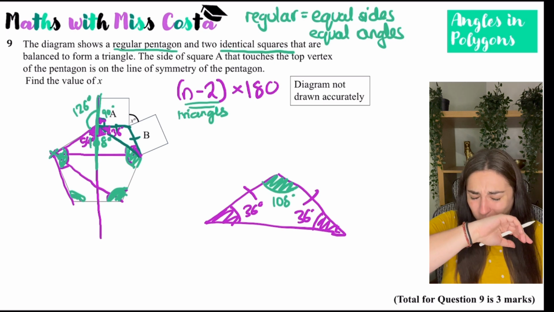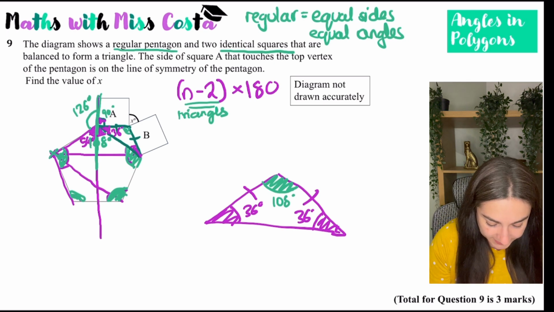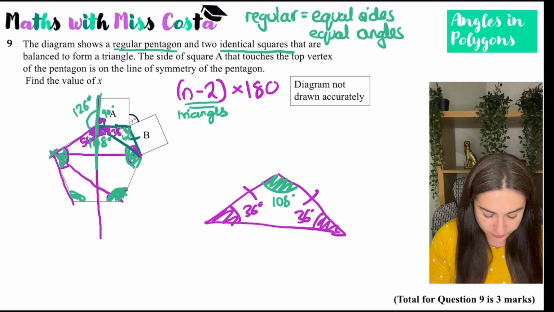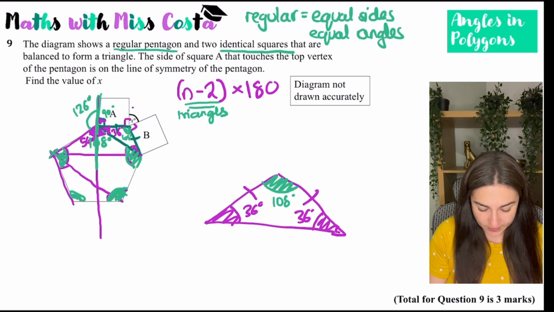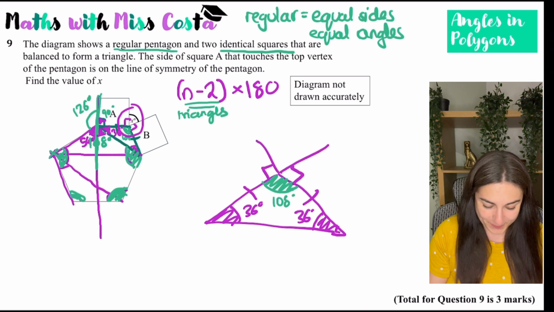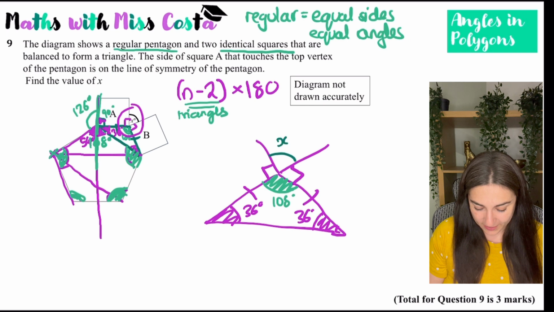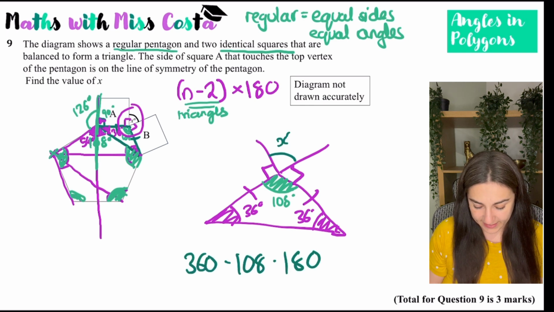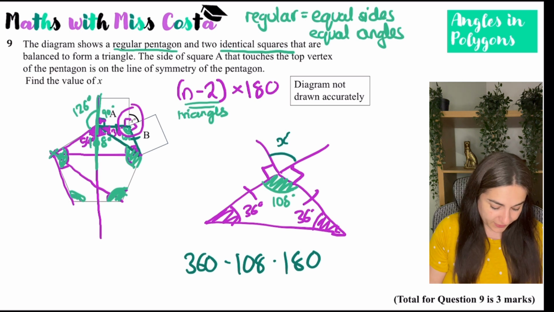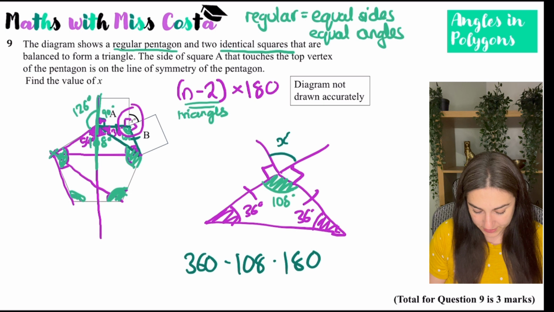So I know that this angle here must be 108 degrees. These are my squares, so I know these two angles are 90. And once again, I've got angles at a point, so you could visualize it like that. To work out what angle X is, you just do 360, take 108, take 180, because two lots of 90. So 360, take 108, take 180 gives me 72 degrees. So X is 72 degrees.